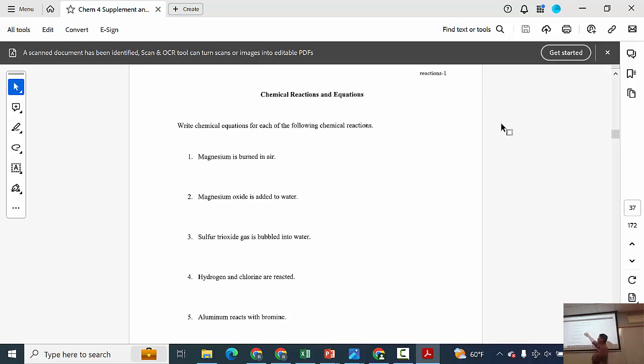Magnesium oxide is added to water. Sulfur trioxide gas is bubbled into water. Do you want to memorize these one by one? Because how many different reactions occur in nature? If you just think about your human body, how many different chemical reactions are occurring in your human body right now? A lot. Do you want to memorize each individual one? In biochemistry, you have to memorize a lot. In biochemistry, when I took it, we had to memorize the tricarboxylic acid cycle, and other stuff. And so, I thought, that was a bit of work to memorize that.